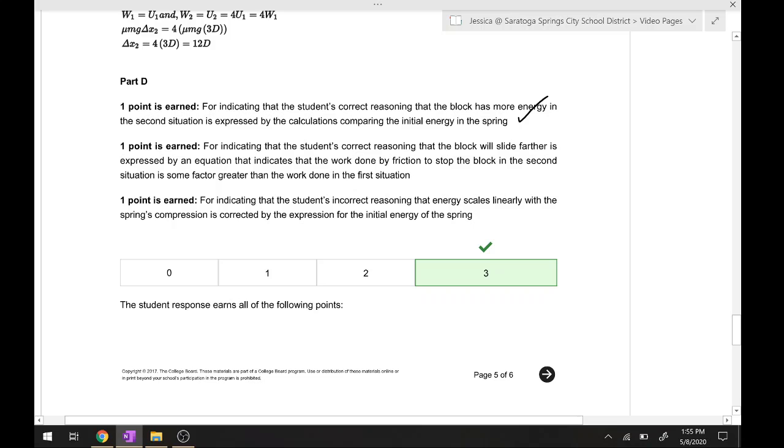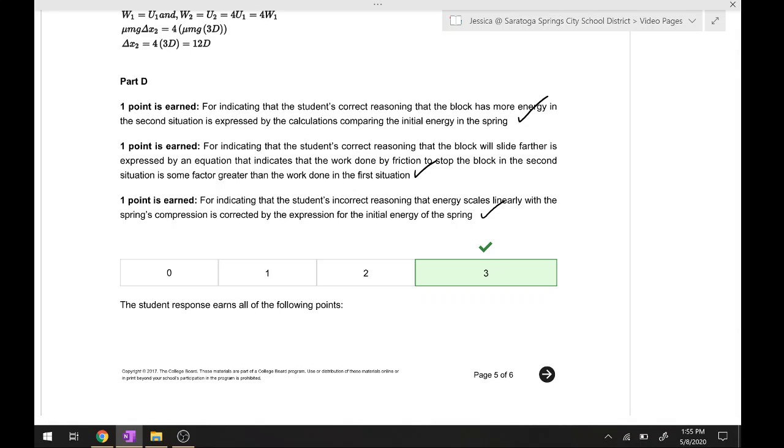So I essentially say this by saying that we're going to travel farther in general. And for indicating that the student's incorrect, that there isn't a direct relationship between that compression length and the distance traveled, but rather it's a squared relationship. So I talked about that. Again, you're almost saying the same thing 3 times through. On this year's AP exam, this is not going to be the case.